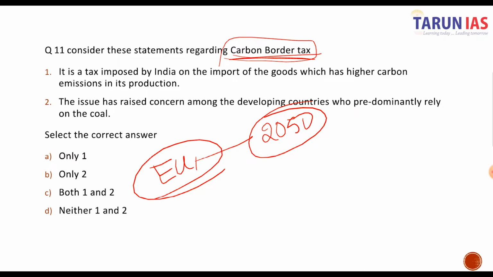So it is a tax imposed by India? No, the statement here itself is incorrect. This is a tax which is proposed to be imposed by European Union. So therefore first statement is incorrect. The issue has raised concern among the developing countries who predominantly rely on the coal. This is correct statement. So only 2 is the correct statement.